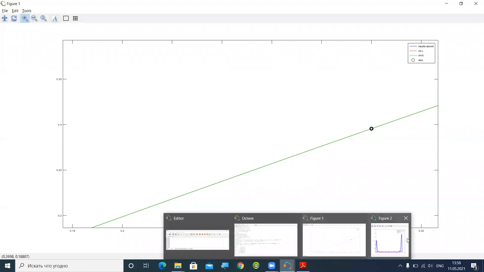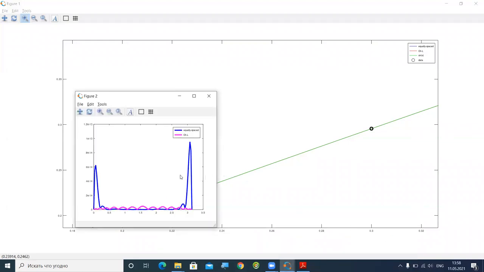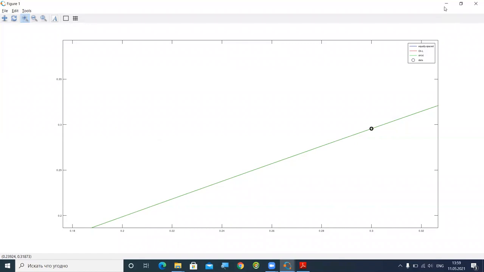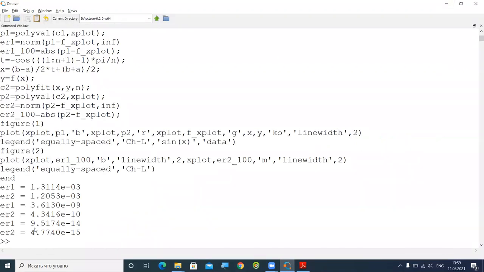And here we have the next graph, which computes the interpolating error. So for equally spaced nodes, this interpolating error is bigger than for Chebyshev Lobatto nodes, you can see here. Is it clear? And here you can see the values of these errors, error 1, error 2, for n. We have 5, 10, and 15 for each n. We have these errors in norm for equally spaced and for Chebyshev Lobatto nodes, yeah? Maximum errors here.